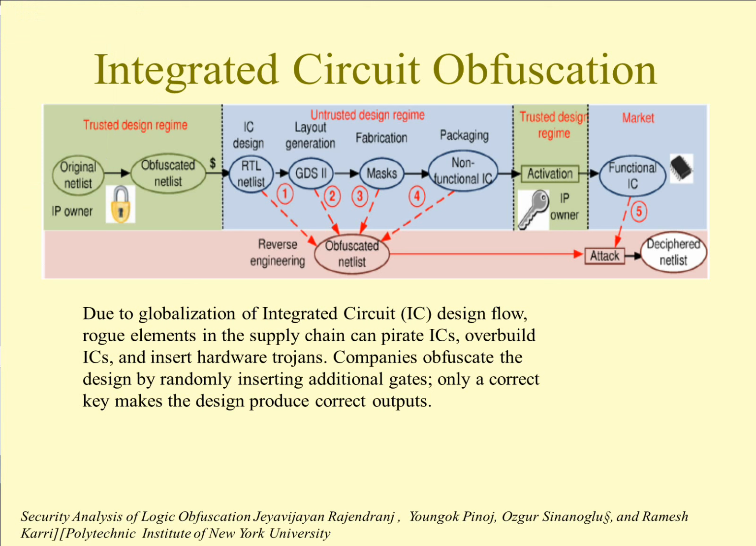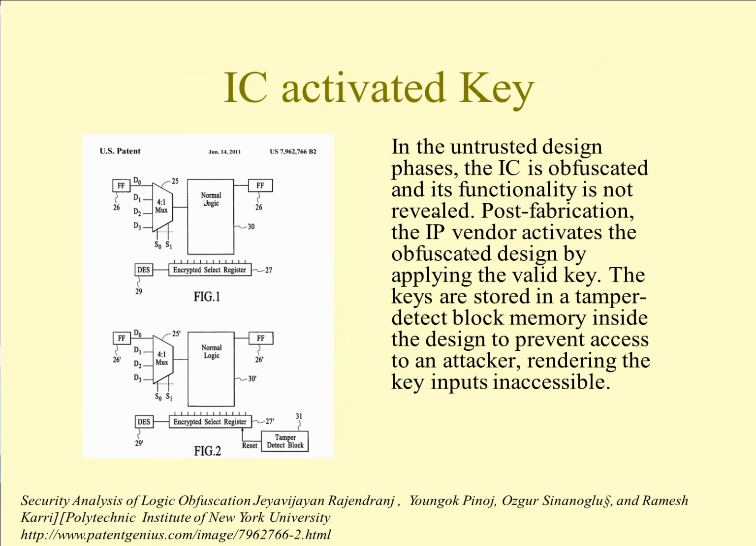Okay, so let's take a look here at an integrated circuit. Due to globalization of integrated circuit design flow, rogue elements in the supply chain can pirate the integrated circuits, overbuild them, and insert even hardware trojans. Companies often will obfuscate the design by randomly inserting additional gates where only a correct key makes the design produce correct outputs, and I'll show you in just a second how that works.